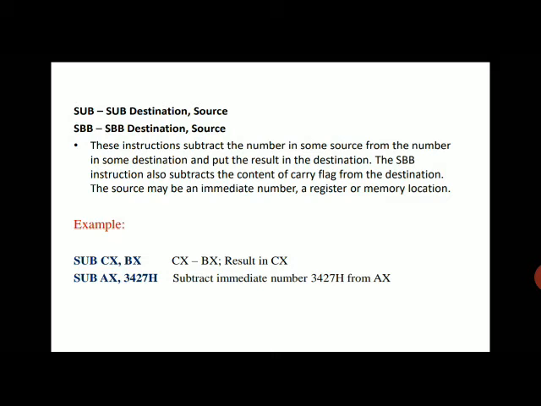SBB represents borrow. So we have to subtract the borrow. It is explained in the example SUB CX, BX. What we have to do is subtract the content of BX from the content of CX, and the result is moved to the CX register. Likewise, see the next example. Here 3427 is a 16-bit immediate number. This number is subtracted from the AX register content and finally the result is stored in the AX register.